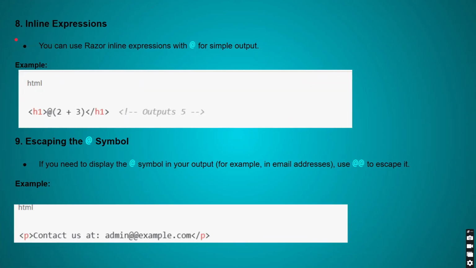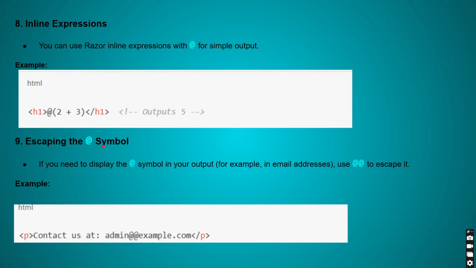And the eighth point is inline expression. You can use Razor inline expressions for simple output. See, look here, we have one example with an h1 tag, @ symbol with parentheses 2 plus 3. The output is 5.